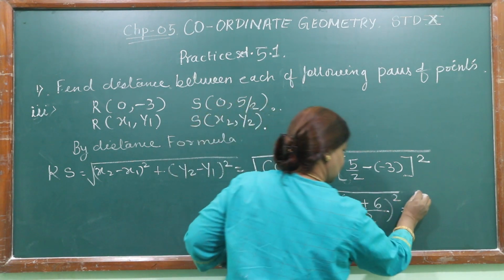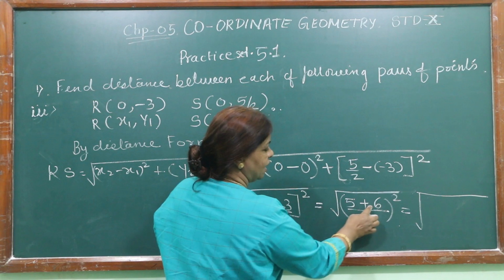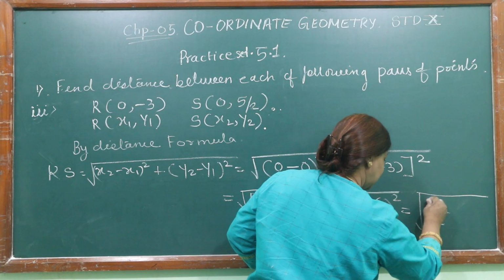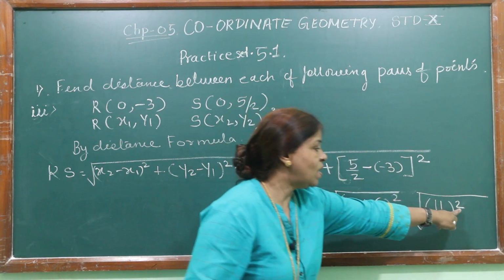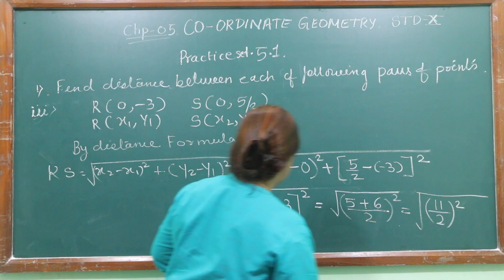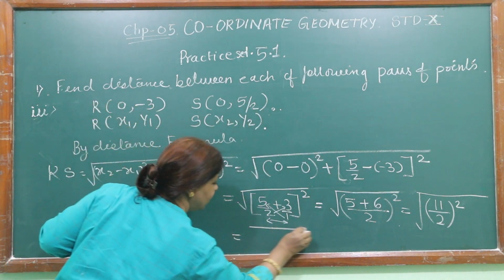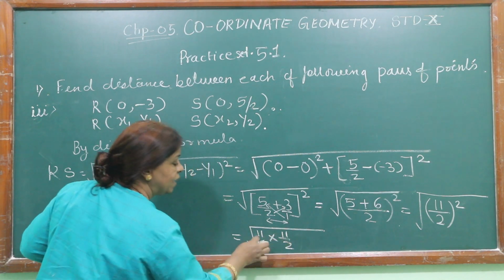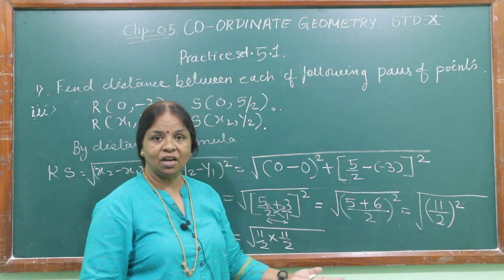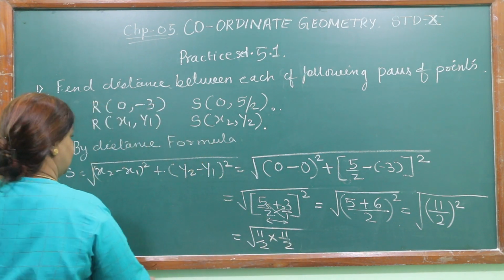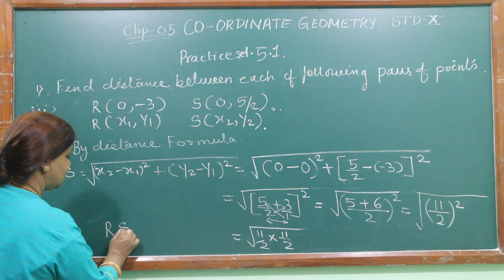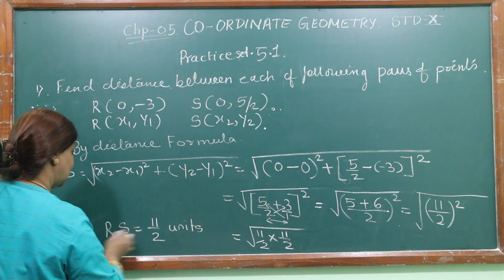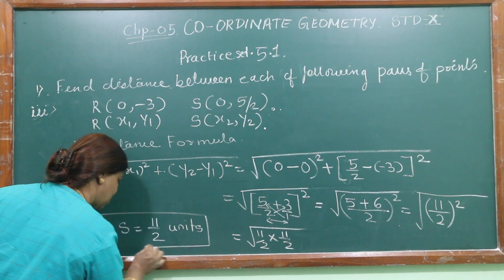Further children, see, 5 plus 6 will be 11 upon 2, the whole square. As it's a square, what do you mean by it? We can write here, under the root, 11 upon 2 into 11 upon 2, 2 times. If it is 2 times, 1 time it will come out. So we can say RS is equal to 11 upon 2 units. Since measurements are not given, like centimeter, we also have to write down units.